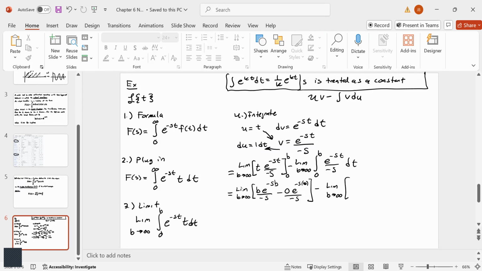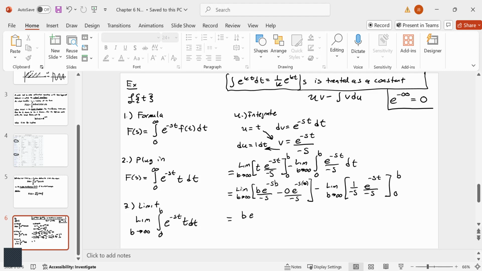The most frustrating thing about these is going to be your signs. So 1 over negative s, e to the negative st over negative s from 0 to b, right? That's just the integral. And then if you evaluate this one right here, reminder, because it's going to come up, e to the negative infinity is equal to 0. So that's another important one.